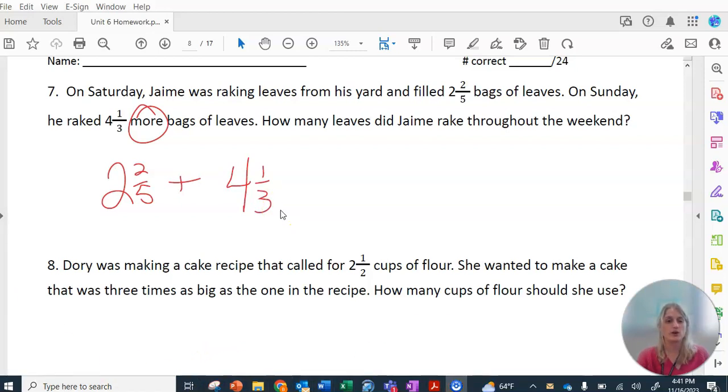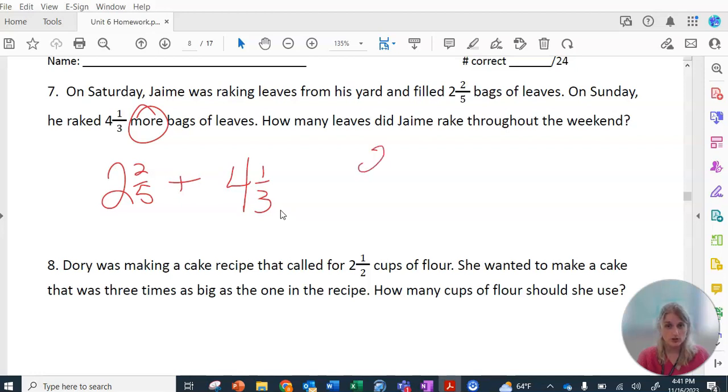Reminder that when you are adding fractions, they need to have common denominators. 5s will not simplify to 3s. 3s will not multiply to equal 5. So when you need a common denominator and you can't find one that can match, you're going to change them both. And really, I just go for what's 5 times 3.